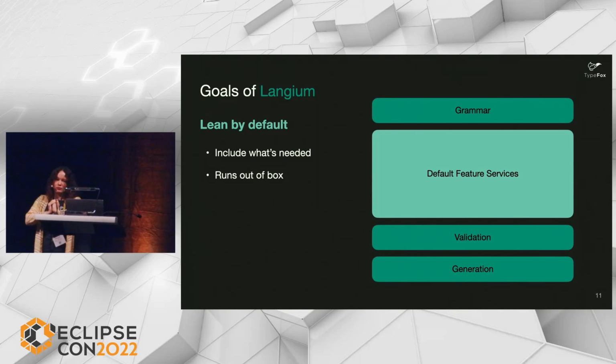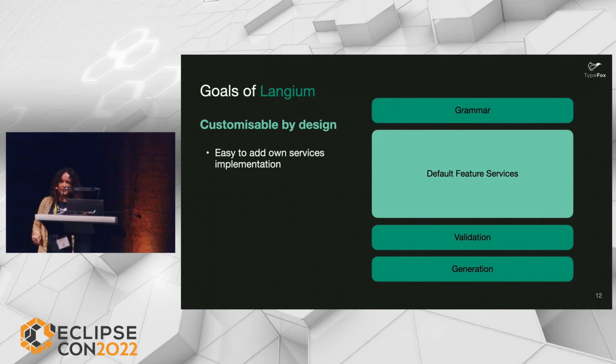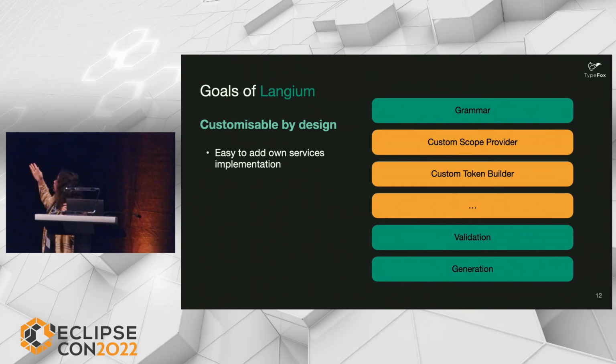Besides that, of course, you may want to customize the default feature services somehow. Langium is very simple to customize in its services. You can implement all services by yourself, how you want. So it can be a custom scope provider, token builder, find references, whatever you want.